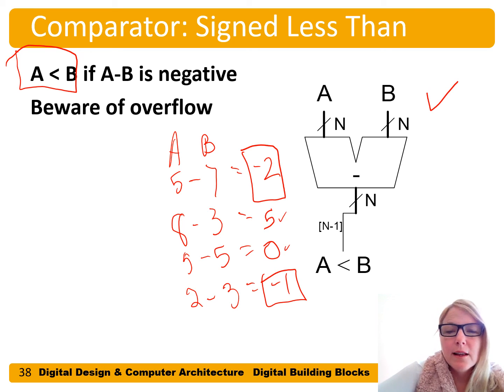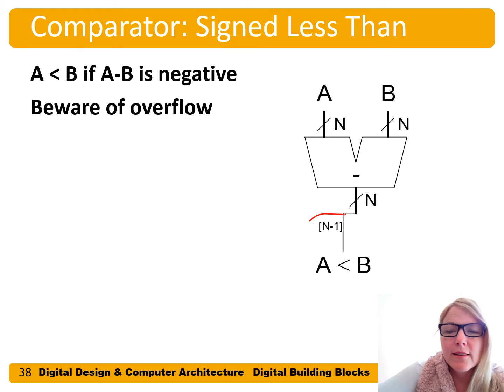than B. And so we know that if A is less than B, after we subtract them, that sign bit, the n minus 1 bit, is going to be 1, because the result's going to be negative. So we put A and B into a subtractor, and then we take that most significant bit, the sign bit, and take that off of the bus, and that gives us A less than B. So be careful of overflow in this comparator.